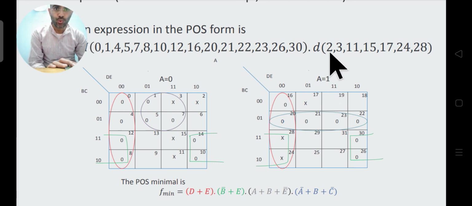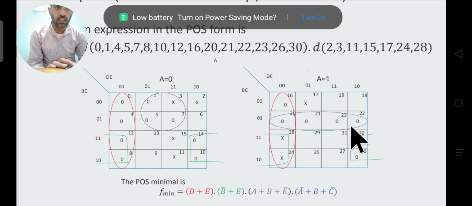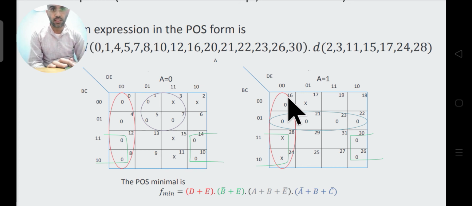Then 2 should be marked with a cross, so 2, 3, 11: where is 11? 11 is here. Then 15 cross, then 17 will come here, then 24 is here, and 28 is also marked cross. So you can see that all the squares are marked correctly. Now, by superimposing one square over another square, we can see what the adjacent cells are.